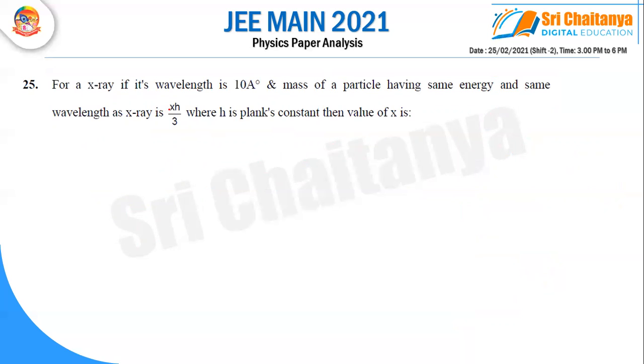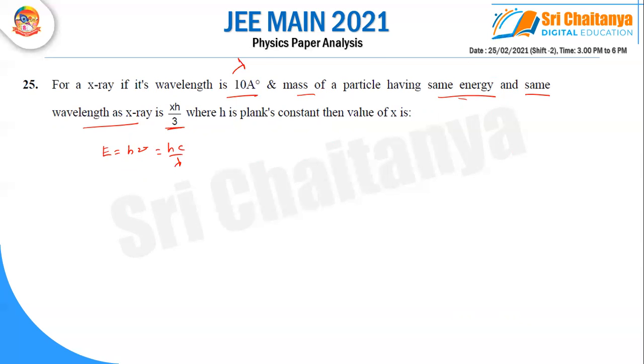For an X-ray, if its wavelength is 10 angstroms, the mass of a particle having the same energy and same wavelength as the X-ray is xh by 3. So what does this mean? So, you know, the mass of a particle having the same energy, energy is h nu, and h nu is hc by lambda.